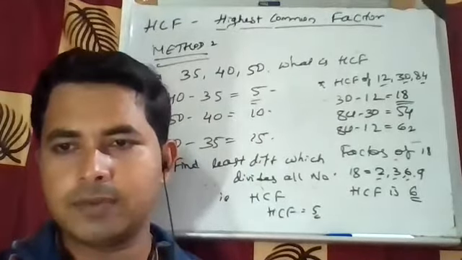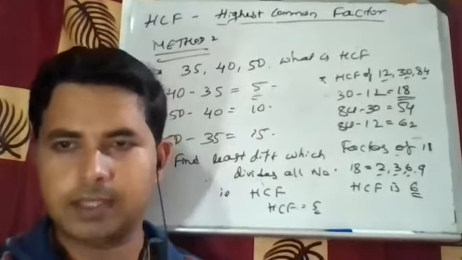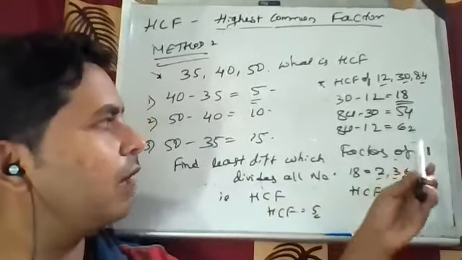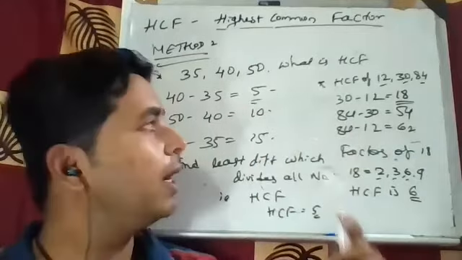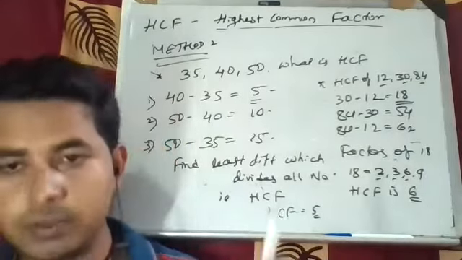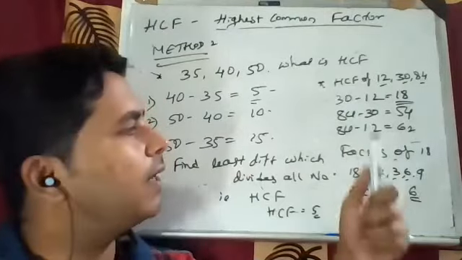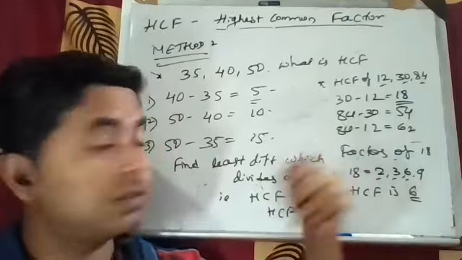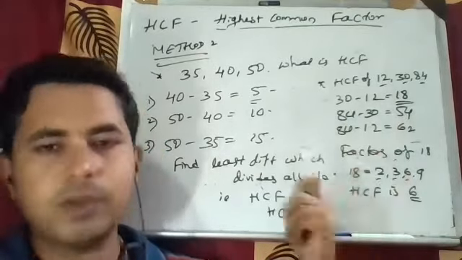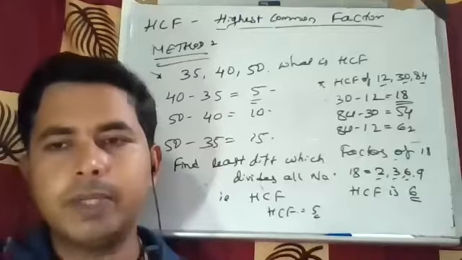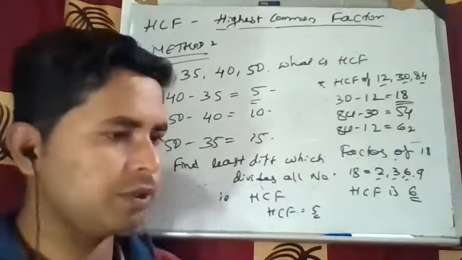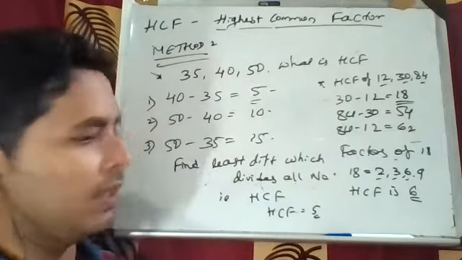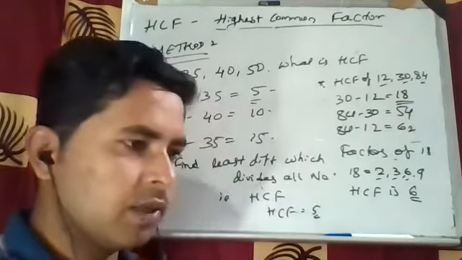Okay, so your HCF is 6. Yes, your HCF is 6 because after 18, after differentiation, again you check whether the given number will divide or not. It's not dividing, so take the factors. Take the factors, and whichever smallest number is there, that number will be the answer for your given question. Okay, so this is one method.